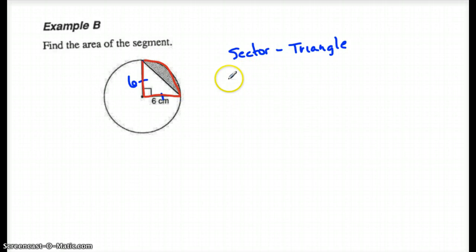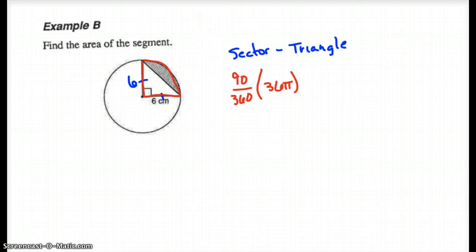So to find the area of my sector, I have to do the measure of my central angle, which is 90, over 360. That gives me what portion of the circle I have. And then we're going to multiply that by the area of the circle, which in this case is 6 squared pi. So I'm just going to write that as 36 pi.